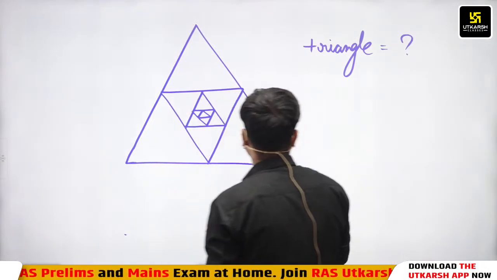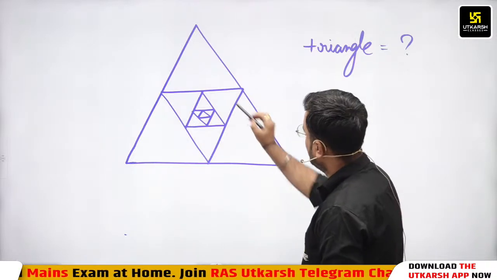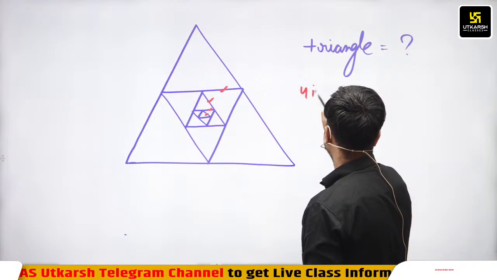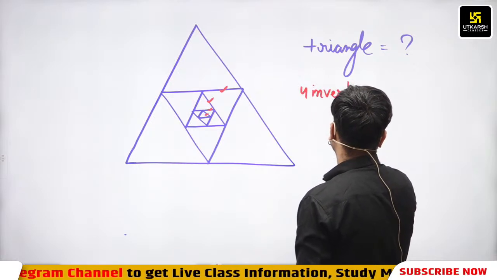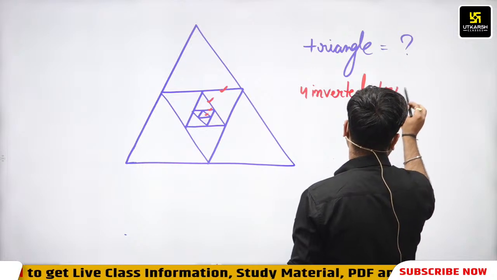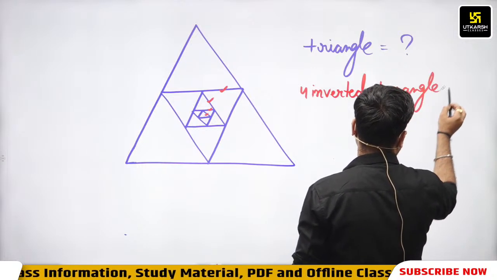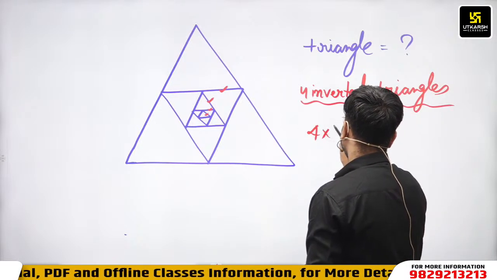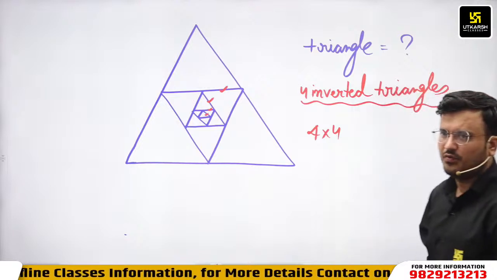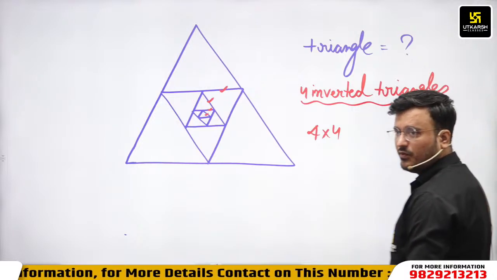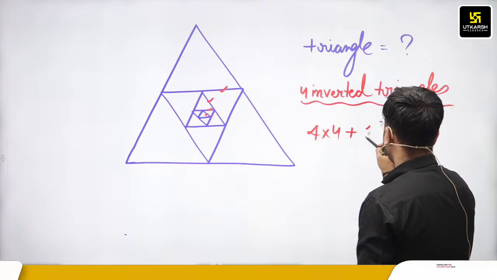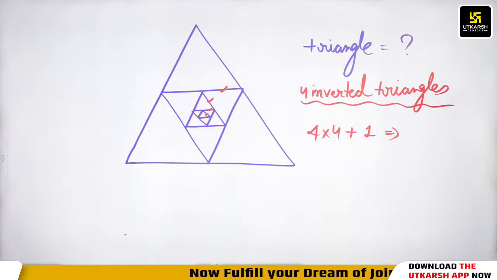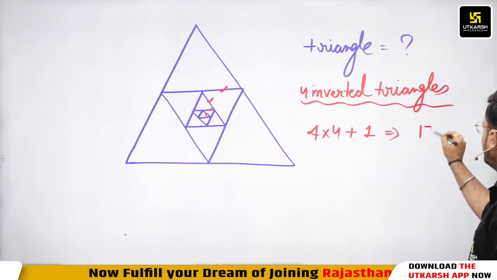So as you can see, how many inverted triangles are there? 1, 2, 3 and 4. 4 inverted triangles are there. And due to one inverted triangle, how many triangles will form? Total 4. So due to 4 inverted triangles, how many triangles will be formed? 4 into 4, 16. And at the end we need to add 1 also due to the biggest. So 16 plus 1, how many triangles are there?